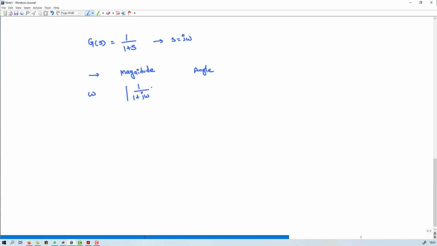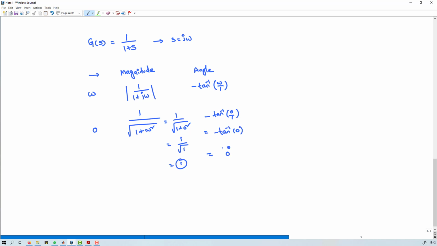If you want to find the magnitude of x plus jy, you take the square root of x square plus y square. If you want to find the angle, whenever it is in the numerator it will be tan inverse, and whenever it is in the denominator, it will be minus tan inverse. Now let us take both the magnitude and angle for omega is equal to 0. Substituting omega here, the magnitude is 1 by square root of 1 plus 0 square, which is 1. The angle is minus tan inverse of 0 by 1, which is 0 degrees.